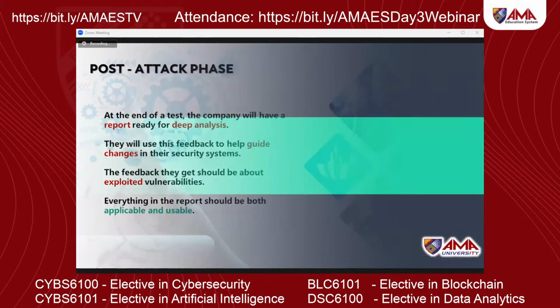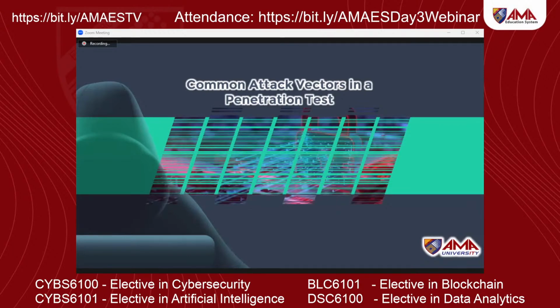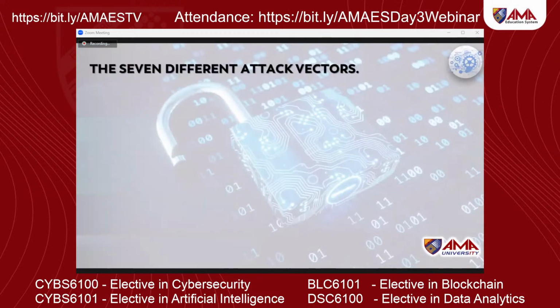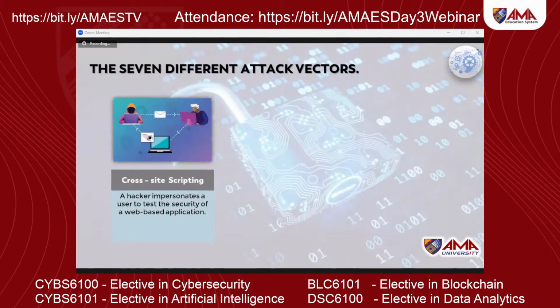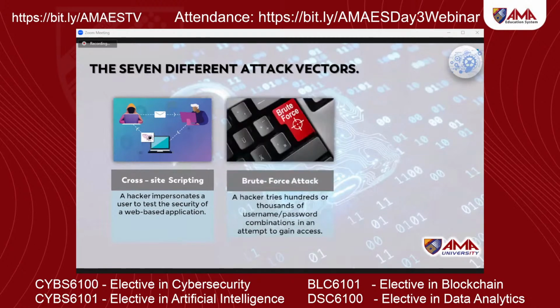Alright, so ano naman yung mga common attack vectors ng penetration test? Okay? There are 7 different attack vectors. Number 1 is cross-site scripting. So yung hacker, ini-impersonate niya or impersonates a user to test the security of the web-based application. Yun yung cross-site scripting. Then meron tayong brute force attack.